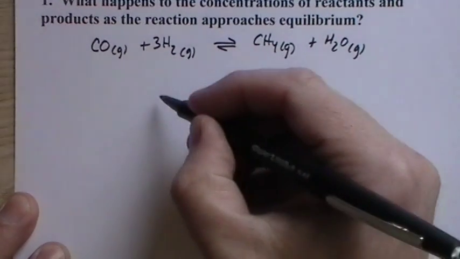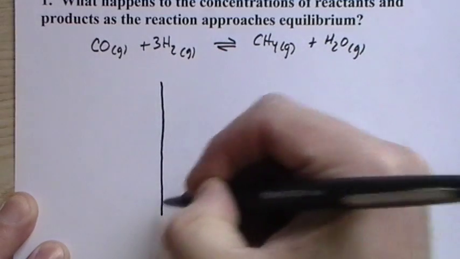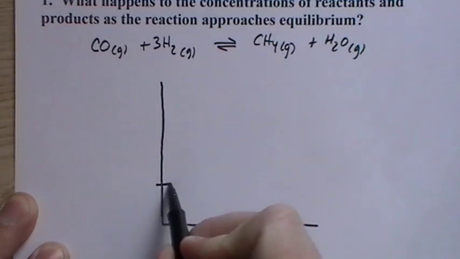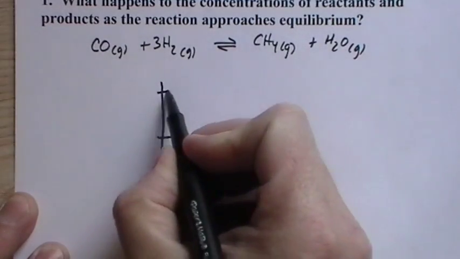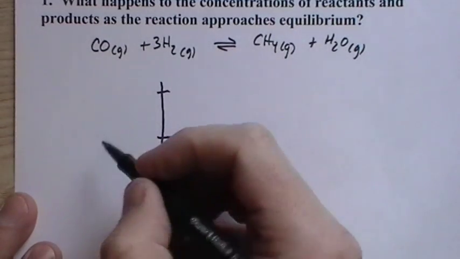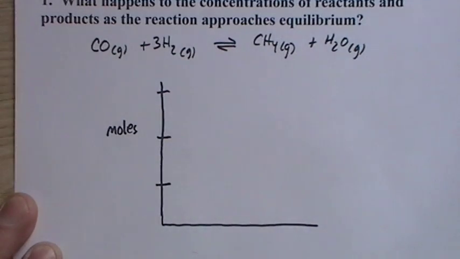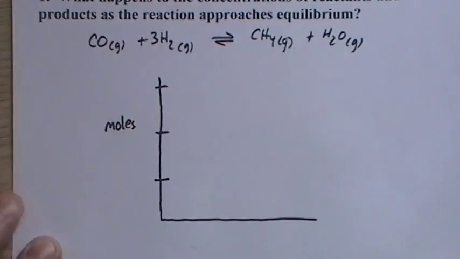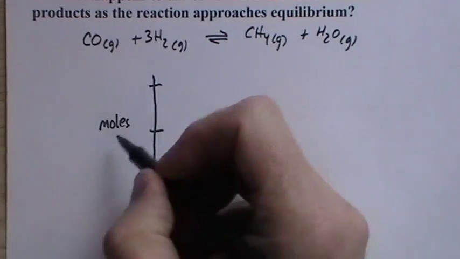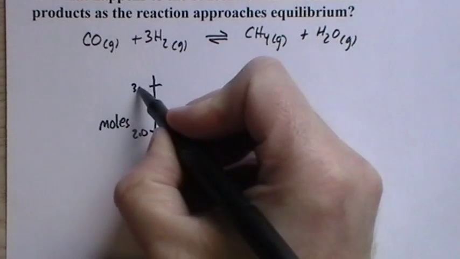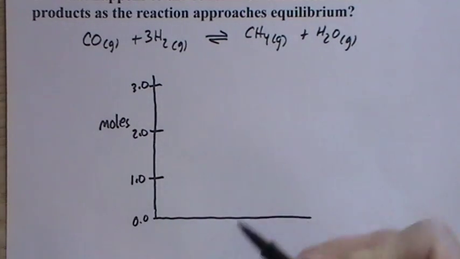So let's look at equilibrium first from the point of view of concentrations. We'll just say moles of stuff, just in moles. That can be for reactants or products, and we'll say this is 1 mole, 2 moles, 3 moles, 0 moles down here, and then time, the time of the reaction as it goes forward.